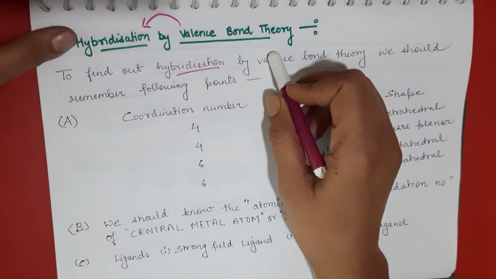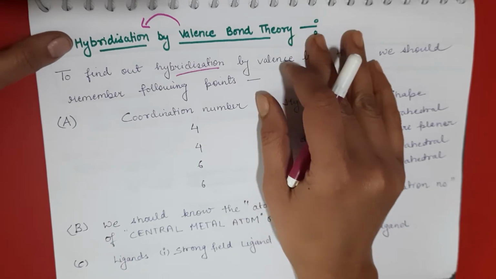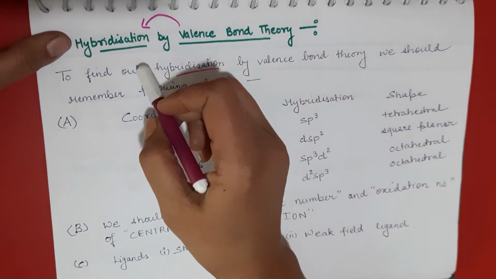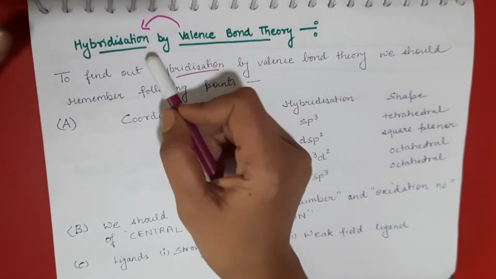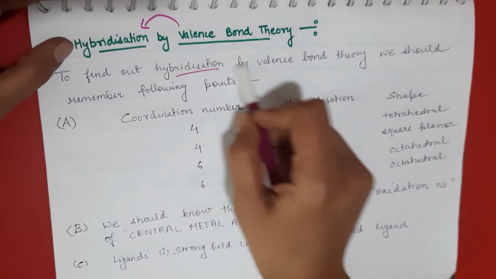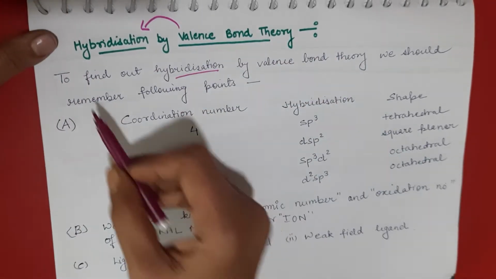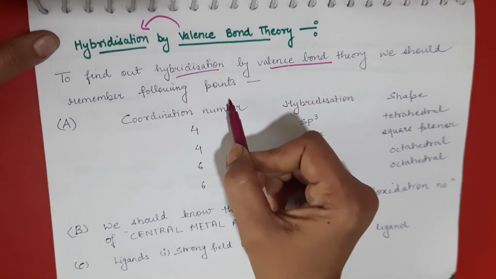Hybridization by valence bond theory. This topic is taken from chapter number 9, coordination compounds. In this video we are going to discuss the calculation, or you can say how to find out the hybridization by using valence bond theory. So for this you should keep in mind the following points.